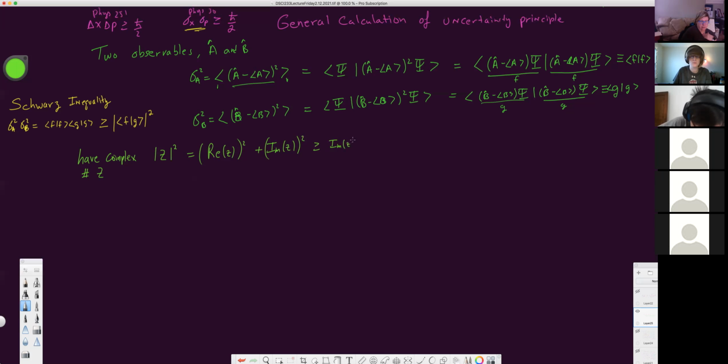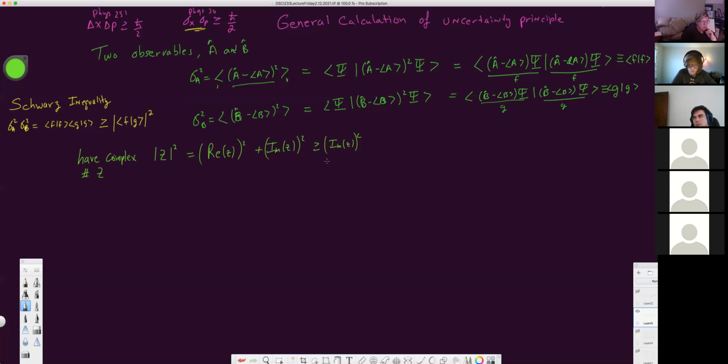of z squared, right? So think about that. If you have a complex number like x plus iy, and you square both parts, then x squared plus y squared is in general going to be either equal to y squared or greater than it, right? Make sense? All right, so that's true for any complex number.